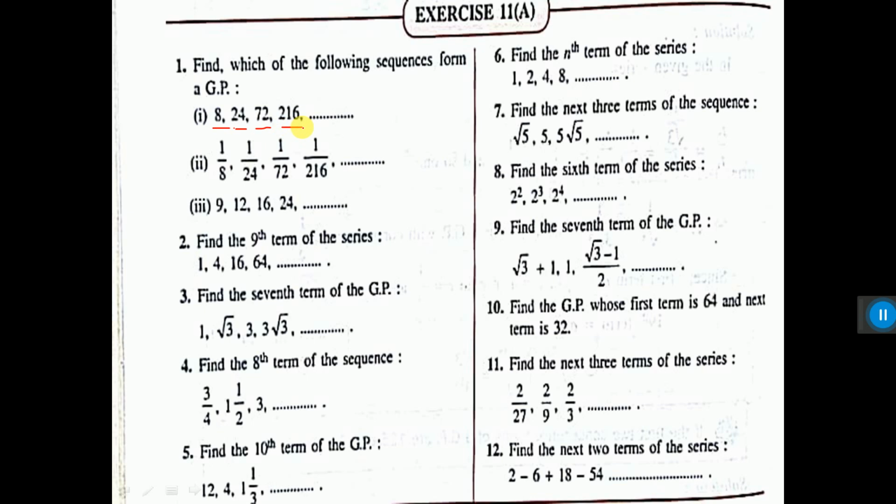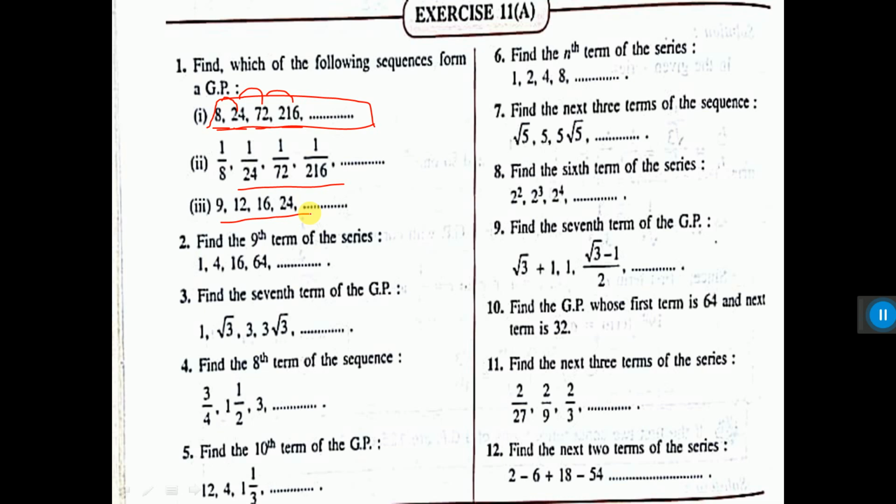Now how to get the common ratio? If you divide second by first, so 24 by 8, 3 eights are 24. So the common ratio is 3. r equal to second by first. I can also do r equal to third by second. So third is 72, second is 24. Divide, you are getting 3. Again r equal to fourth by third, that is 216 by 72. That is also 3. So this is forming a GP because we are getting the same common ratio. Similarly we can do the others.